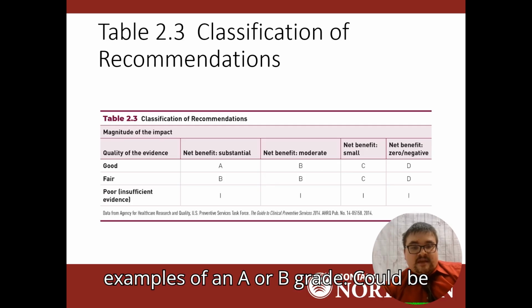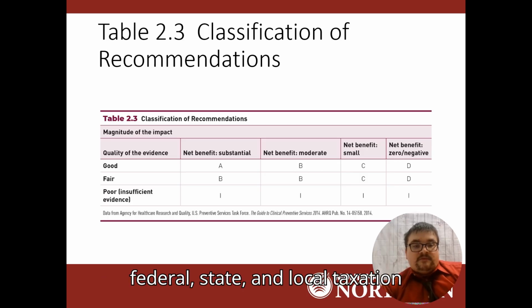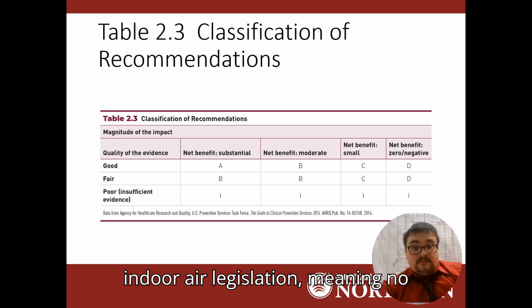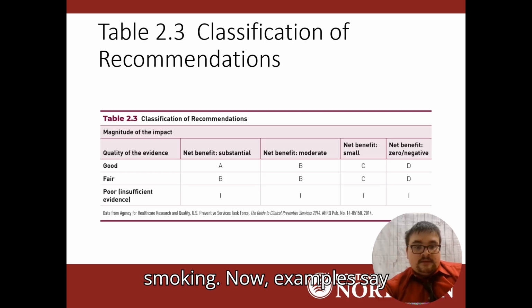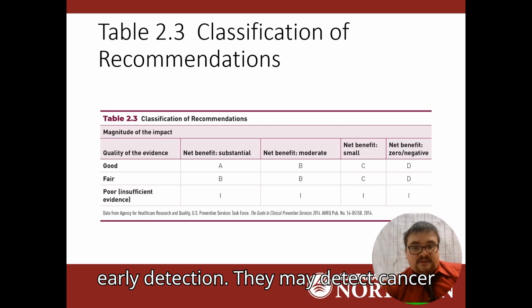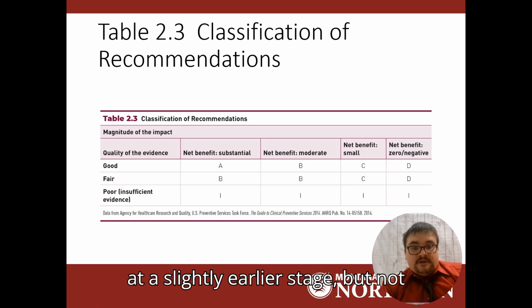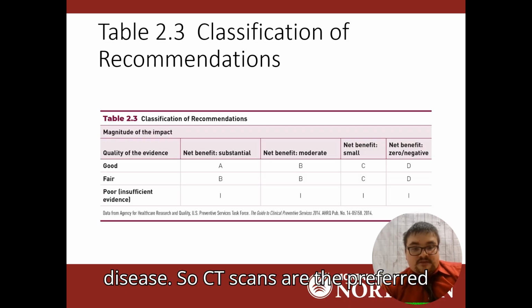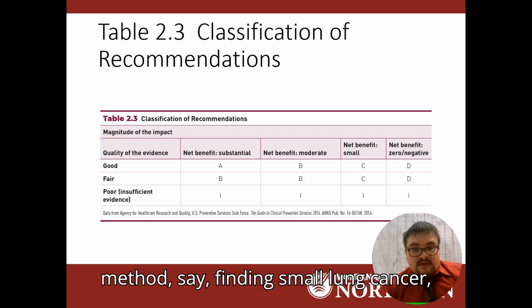So a couple examples of an A or B grade could be federal, state, and local taxation increases, and then, say, clean indoor air legislation, meaning no smoking. Now examples of grade D, say, using a chest x-ray for early detection. They may detect cancer at a slightly earlier stage, but not early enough to change the course of the disease. So CT scans are the preferred method for finding small lung cancer, for example.